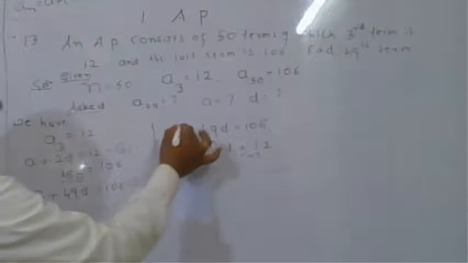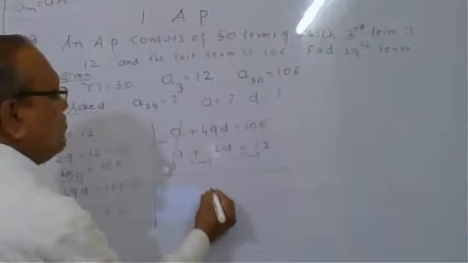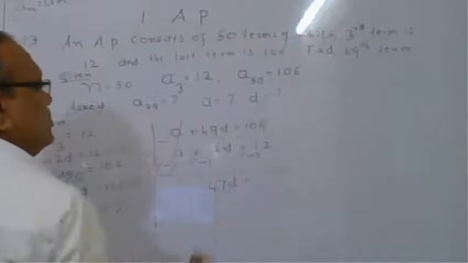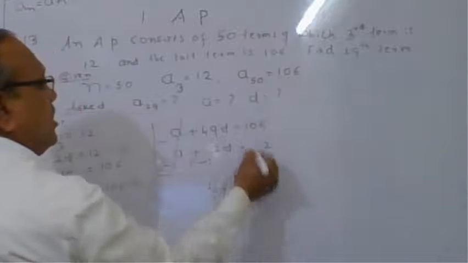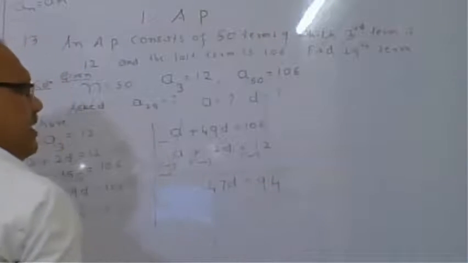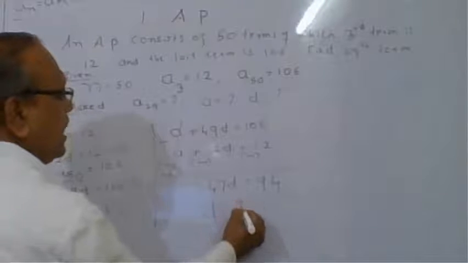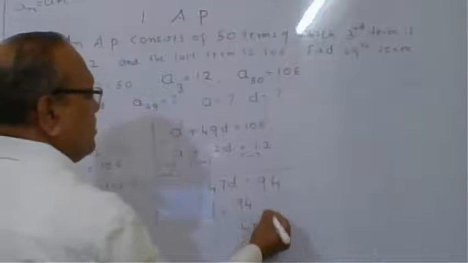A cancels. 49 minus 2 is 47D is equal to 106 minus 12, 6 minus 2 is 4, 10 minus 1 is 9. Can you solve for D now? What is D is equal to? 94 divided by 47. What do you get?